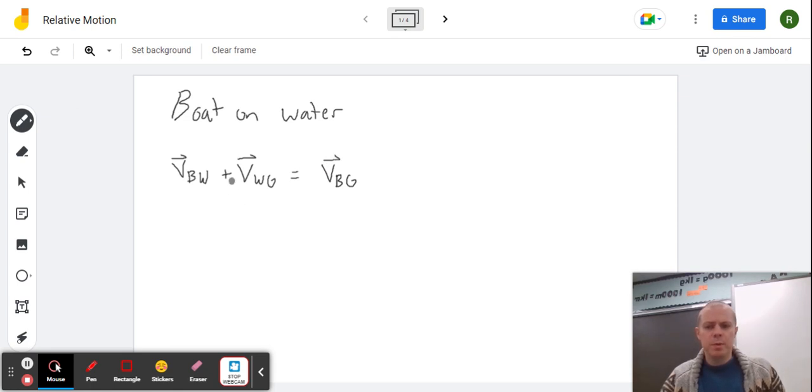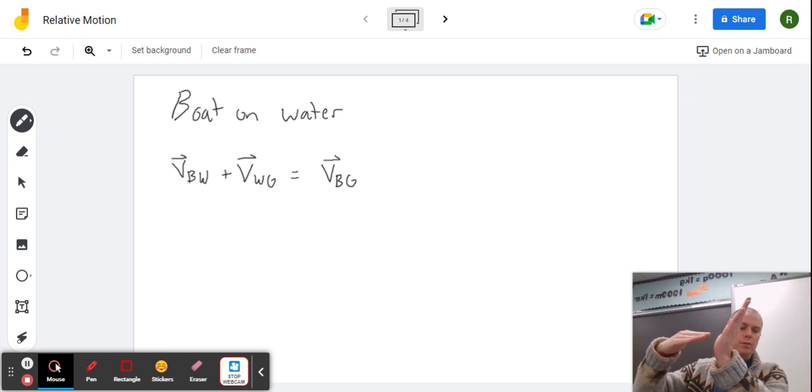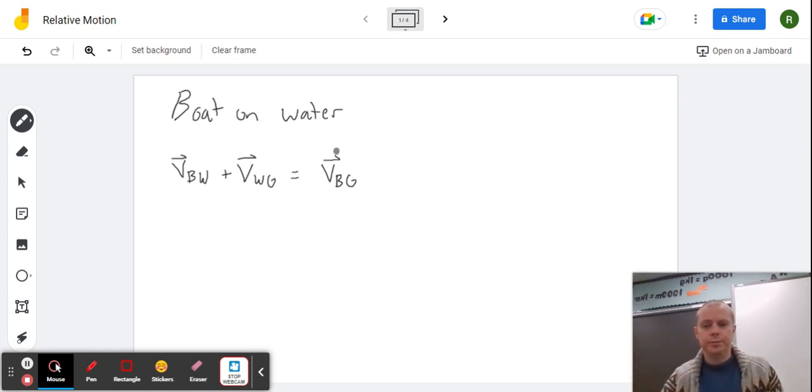Now keep in mind, these pluses here don't just mean addition, they mean vector addition. So if we have something going east and something going off at an angle, we've got to use components or trig to put these things together.